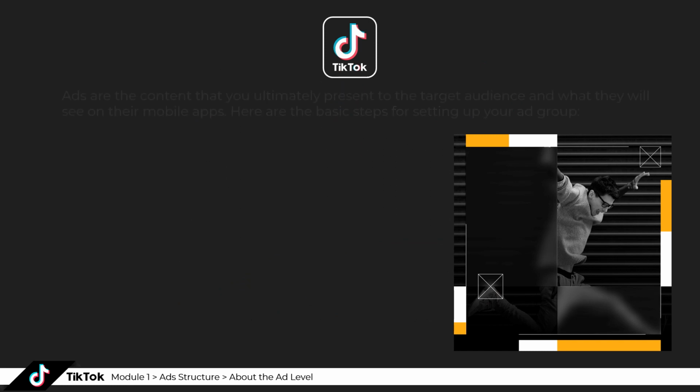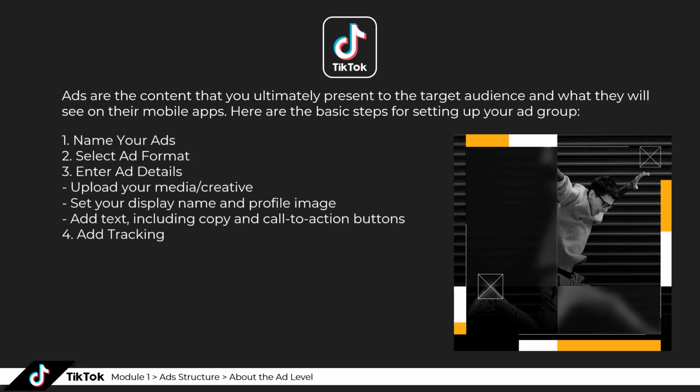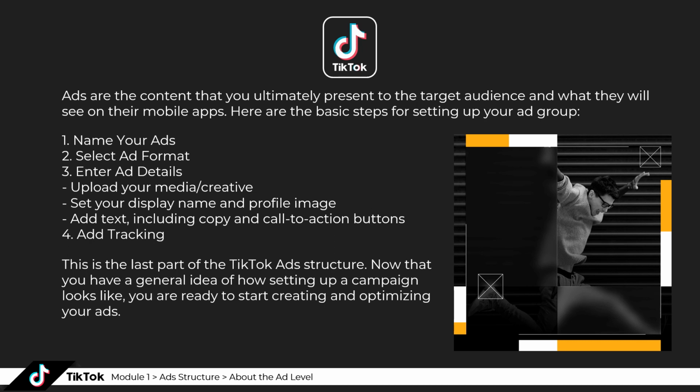Ads are the content that you ultimately present to the target audience and what they will see on their mobile apps. Here are the basic steps for setting up your ad. 1. Name your ads. 2. Select ad format. 3. Enter ad details. Upload your media/creative. Set your display name and profile image. Add text, including copy and call to action buttons. 4. Ad tracking. This is the last part of the TikTok ad structure.